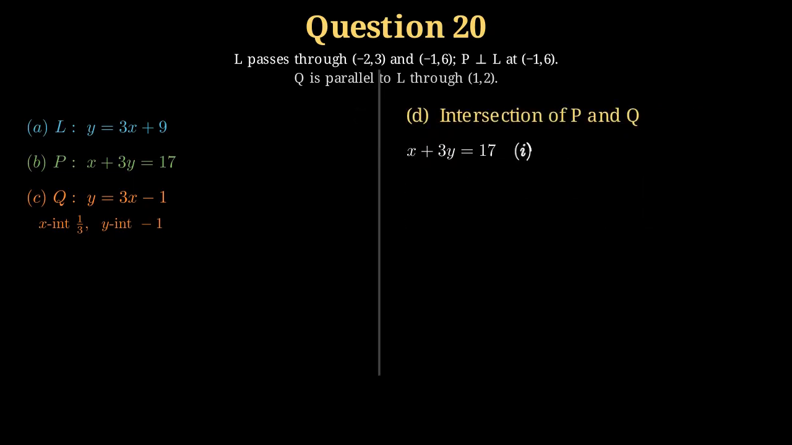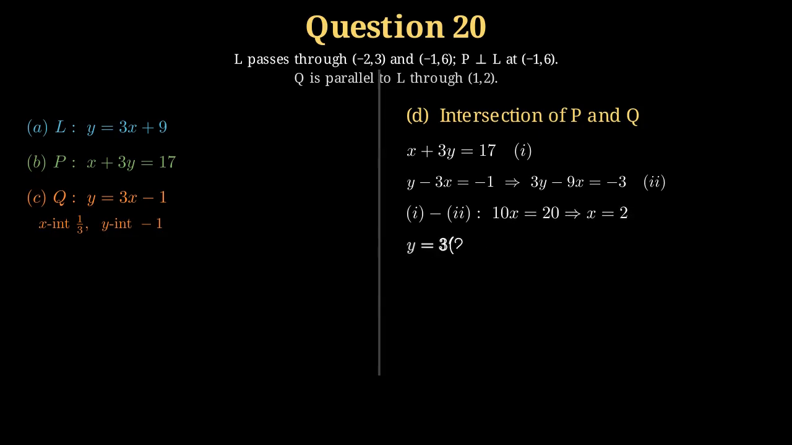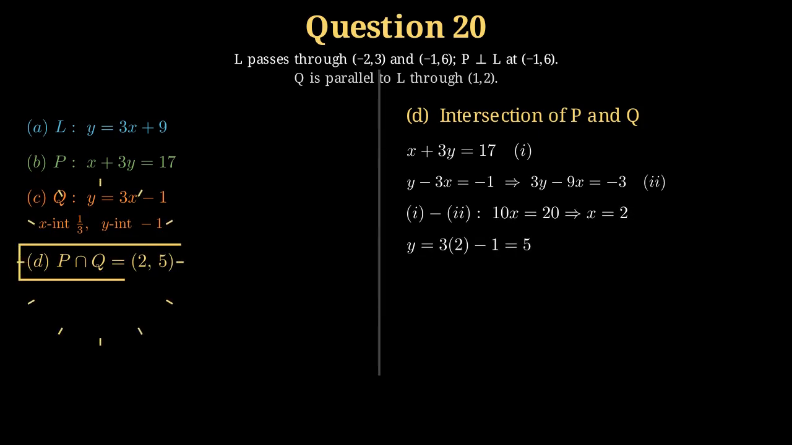Part D. Where do P and Q cross? We solve their equations together. P is x plus 3y equals 17. Q, rearranged, is y minus 3x equals -1. And multiplying that by 3 gives 3y minus 9x equals -3.